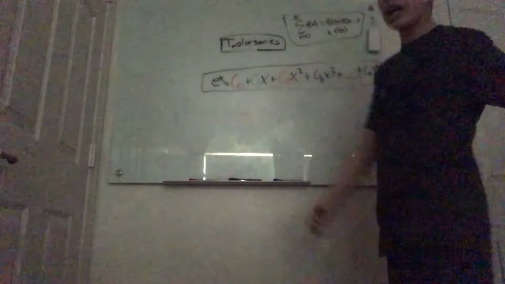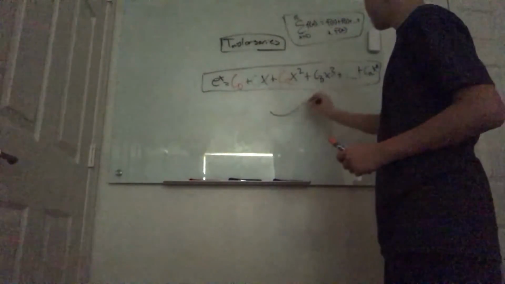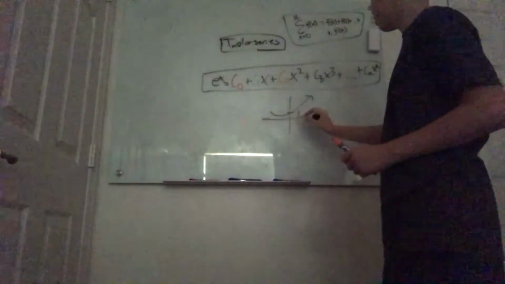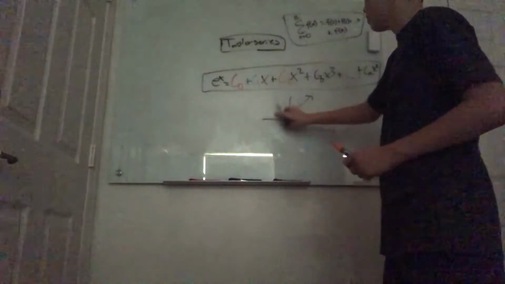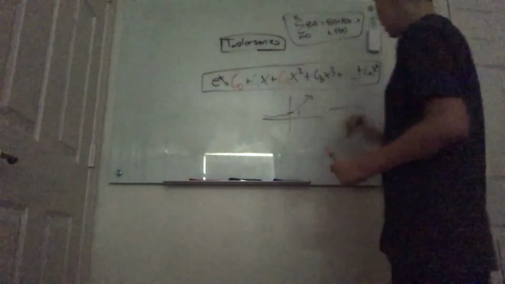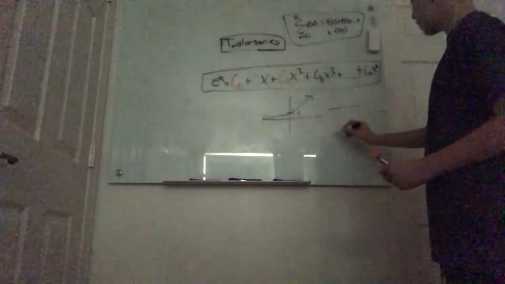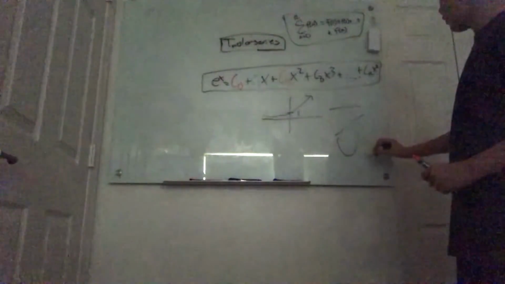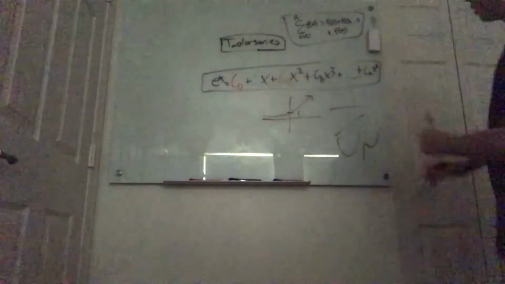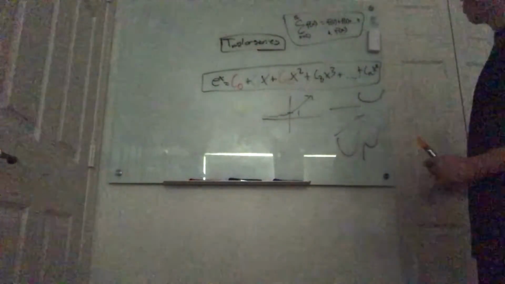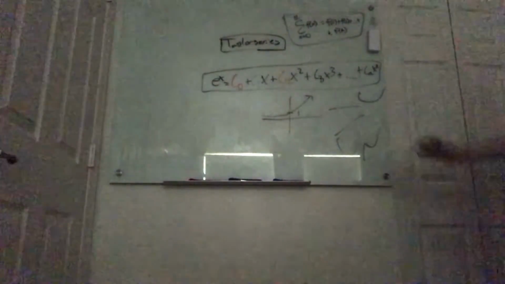Because if you notice, if we add one constant to e to the x, this is the graph of e to the x. This is 1, right? This isn't the graph, but this is a rough little sketch. If we have a constant, then this is what the constant looks like. If we have x, this is what x looks like. If we have x squared, this is what x squared looks like. If we have x cubed, this is what x cubed looks like. And if we have x to the fourth, this is kind of what x to the fourth looks like.